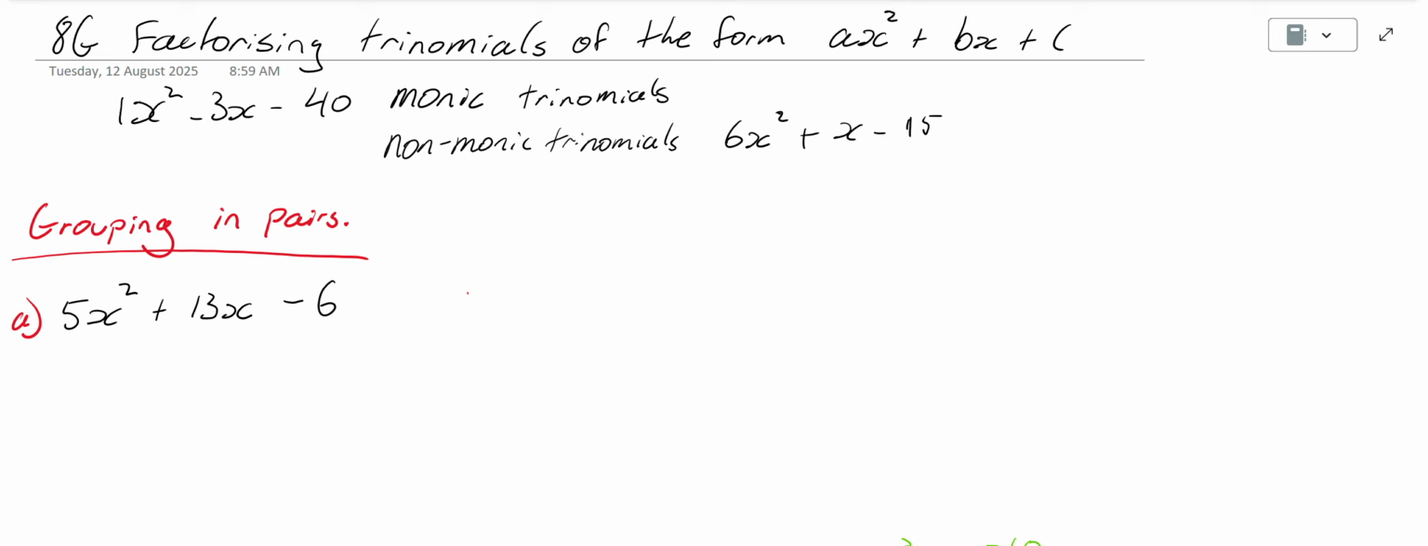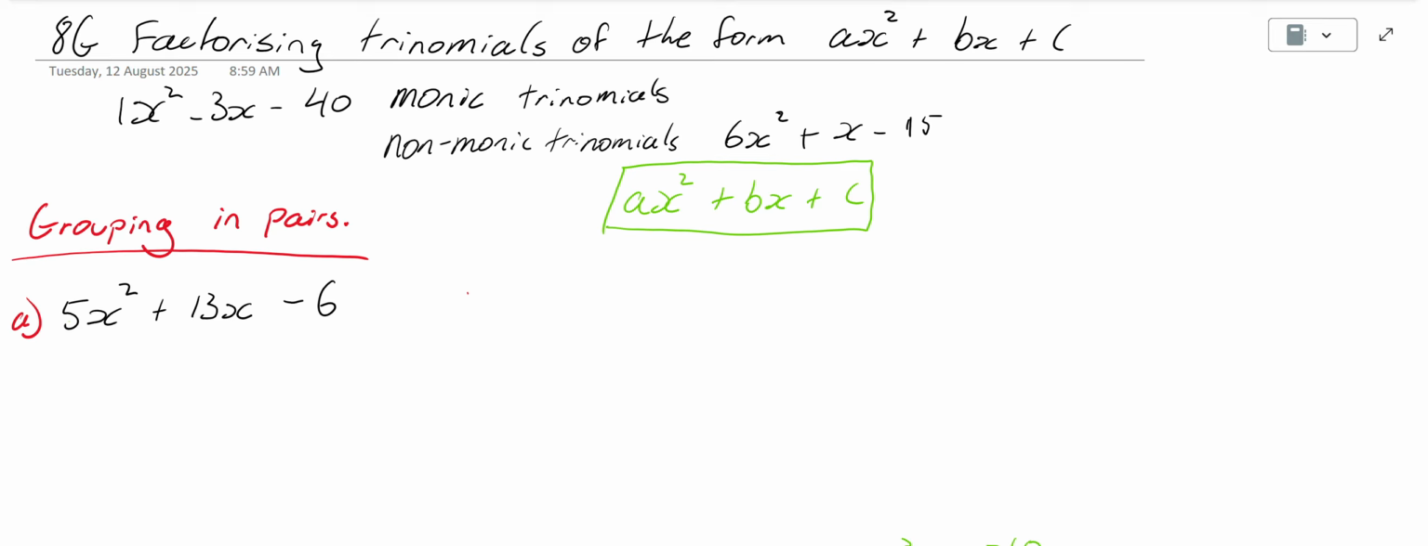So we need to revisit grouping in pairs, which I taught you on Monday. But before we get to grouping in pairs, we need to understand that the form of ax squared plus bx plus c is the standard form of the non-monic trinomials. And that's really important, because we're going to use these letters a, b, and c to describe the positions of our coefficients in the expression, I should say. It's not an equation yet.